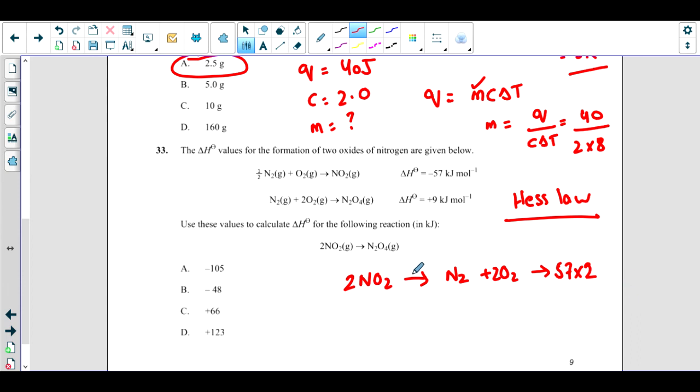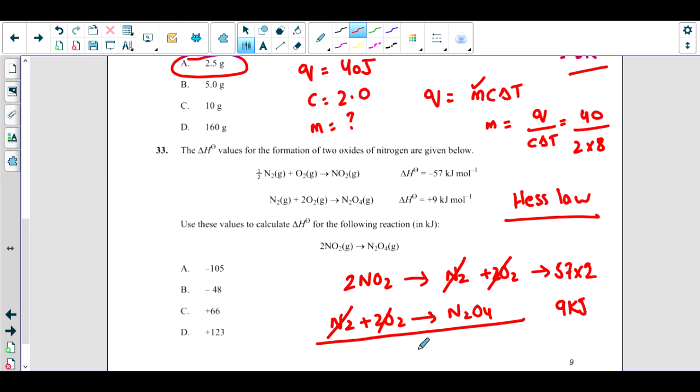Okay. Now on the next side, we want N2O4 on the product side. Here it is also on the product side, 1 and 1, so no need to do anything with this. N2 plus 2O2 will give us N2O4. Nothing we did, so we just write it 9 kilojoule. Now let's see if anything is cancelling here. N2 cancels with N2, 2O2 cancels with 2O2, and we get 2NO2 gives us N2O4. So we are getting the main equation. Solving these two, we will get the answer. That will be how much? 123.